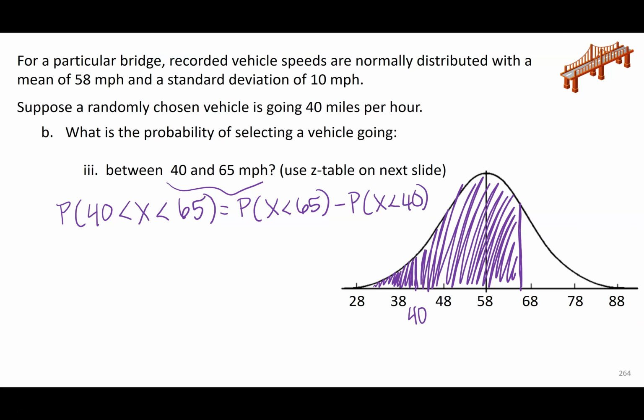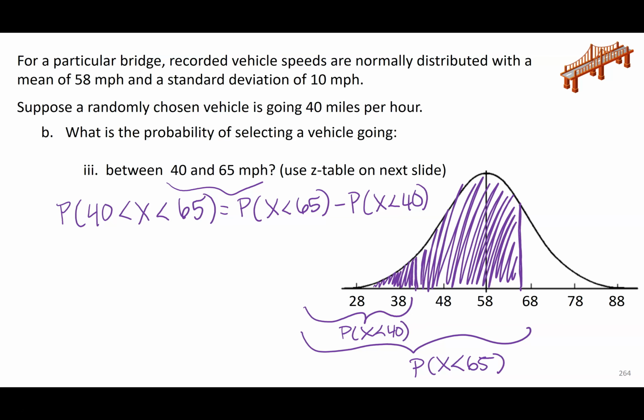So, translation here, this whole area here, this is the probability x is less than 65. This tail end probability here is the probability that x is less than 40. So in essence, I want to take this whole shaded area, and just cut off the part I don't want. And then what's left is just the middle part I do want. That's what I'm doing. For each of these, we figured out this probability in that earlier problem.